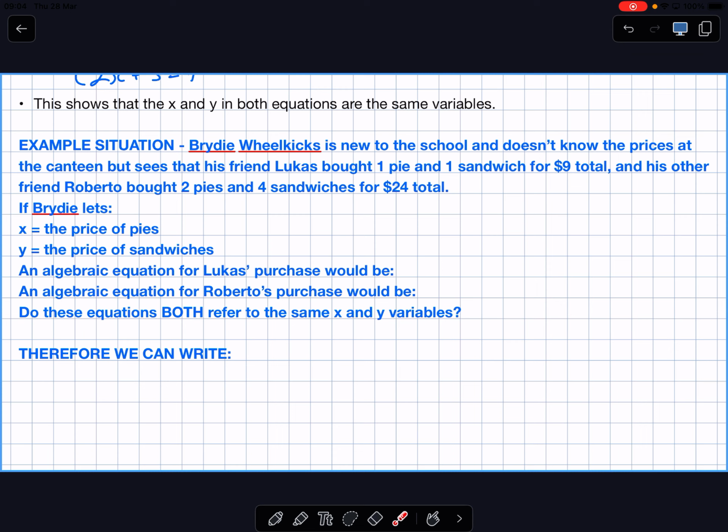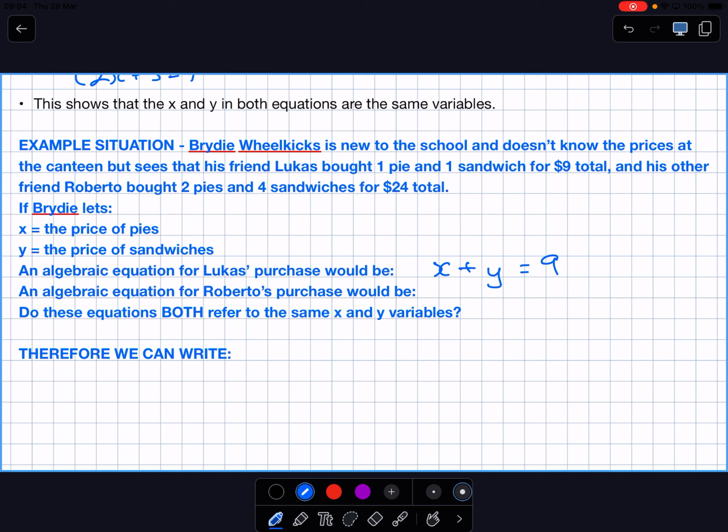And he's a bit scared to go into the canteen and actually look up the prices. So he asks his friends instead. If Bridie lets x be the price of the pies and y be the price of the sandwiches, can we make up some algebra to talk about Lucas's purchase? How many of each thing did Lucas buy? 1 of each. And didn't we just say that x is the price of a pie? Yeah. So it's going to be 1 times x for Lucas. Do I need to write the 1 in front of the 1x? No? So Lucas is going to be x plus, how many sandwiches did Lucas buy? 1.